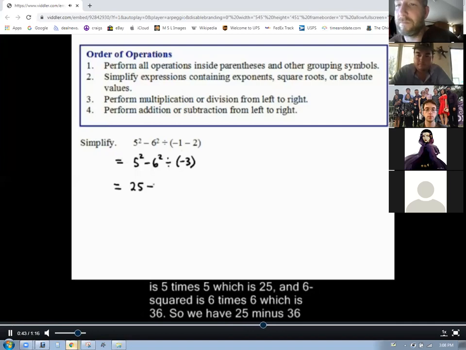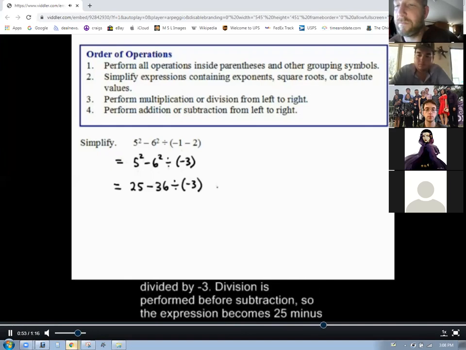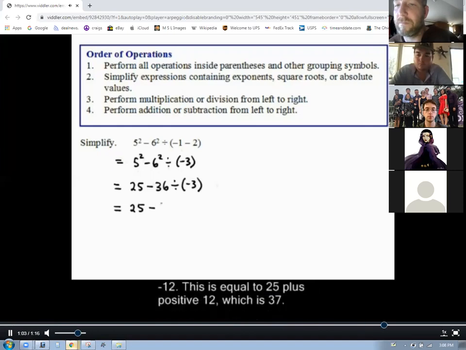And 6 squared is 6 times 6, which is 36. So we have 25 minus 36 divided by -3. Division is performed before subtraction, so the expression becomes 25 minus -12. This is equal to 25 plus positive 12, which is 37.